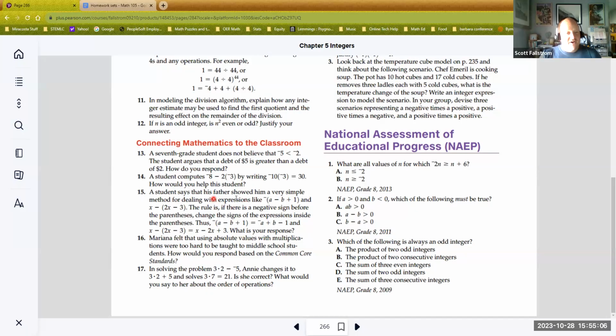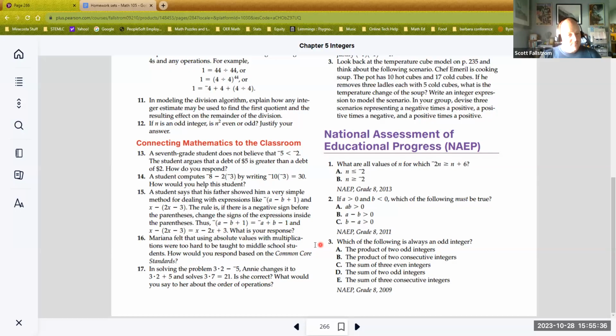Student says his father showed him a very simple method for dealing with expressions like the opposite of x minus b plus 1 and x minus the quantity 2x minus 3. The rule is if there's a negative sign before the parentheses, change the signs in the parentheses. Okay, so this becomes this, and this becomes that. All right. What is your response?